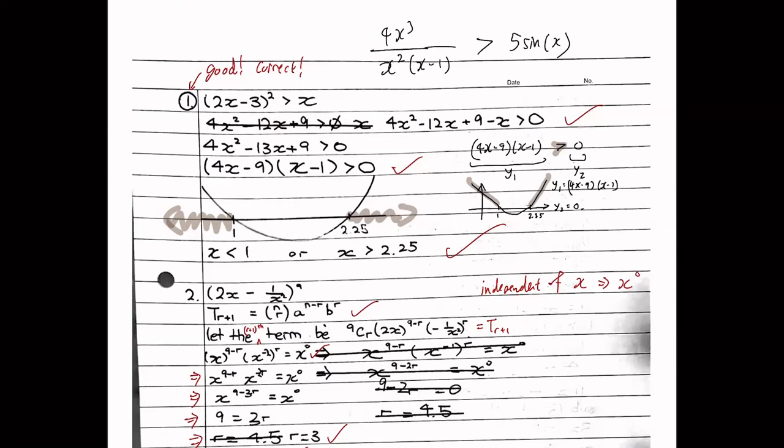In the future, you will have access to software. You can just type it in the calculator. Y equal this guy, y equal that guy. This is y1, that is y2. You just want to find the corresponding x values such that the y1 graph is above y2. Same idea. Can understand? Yeah.